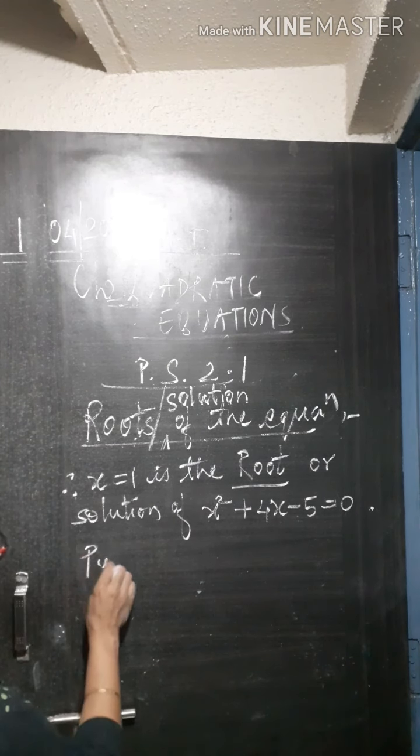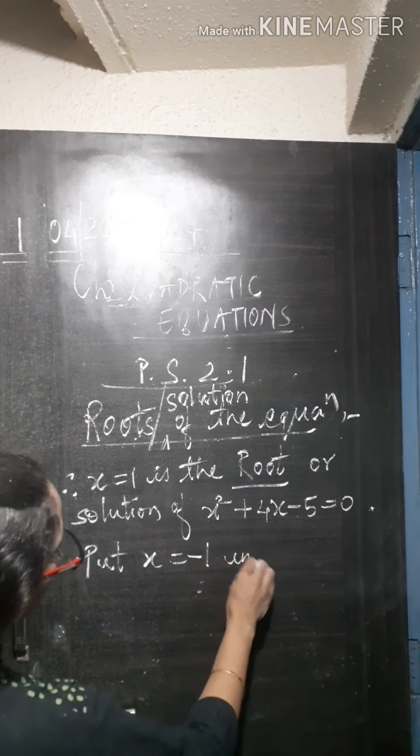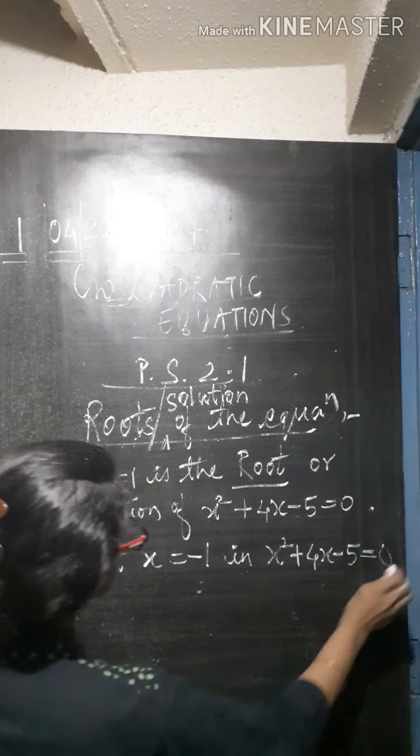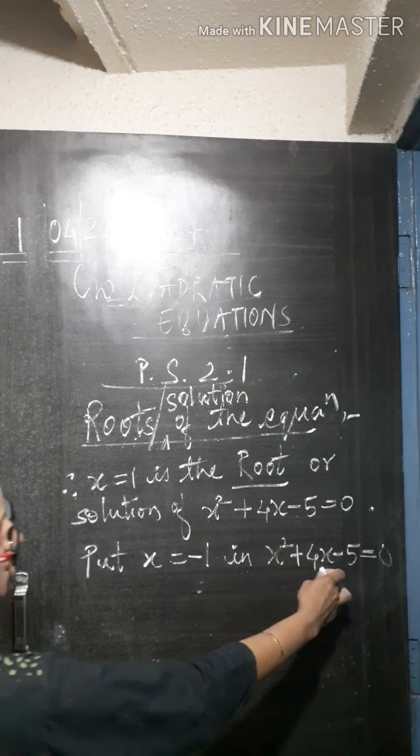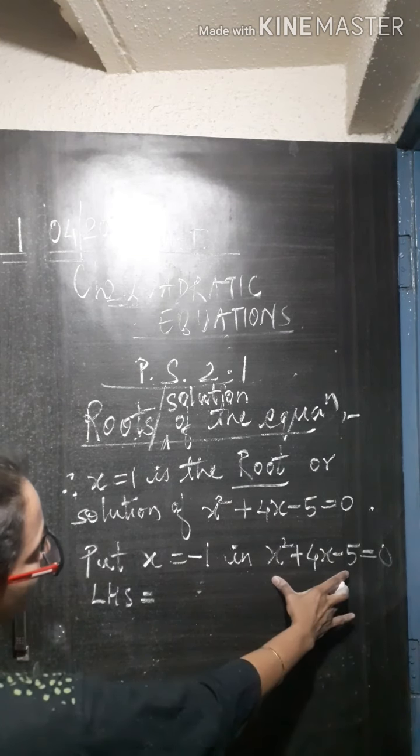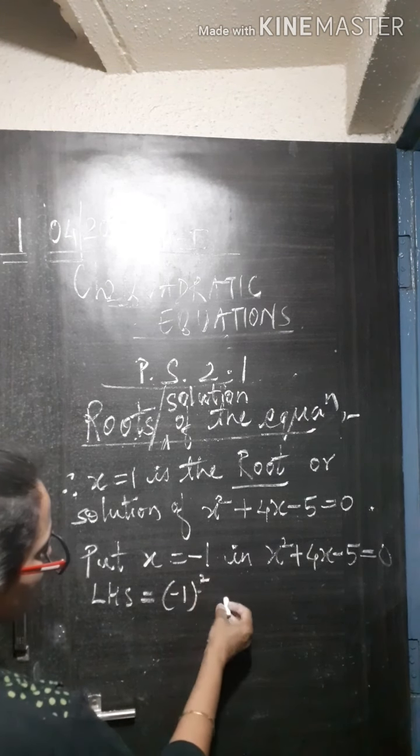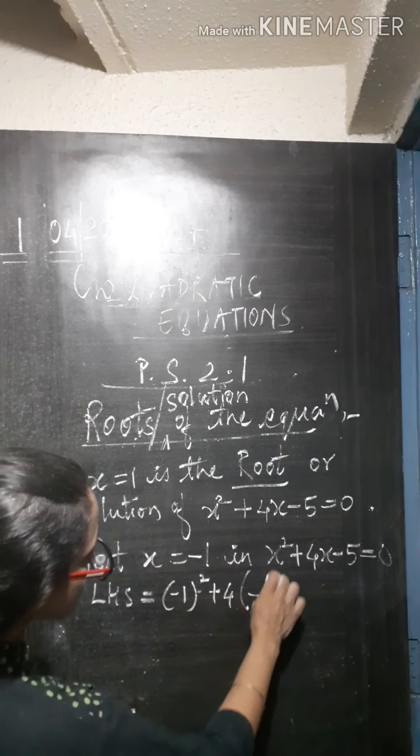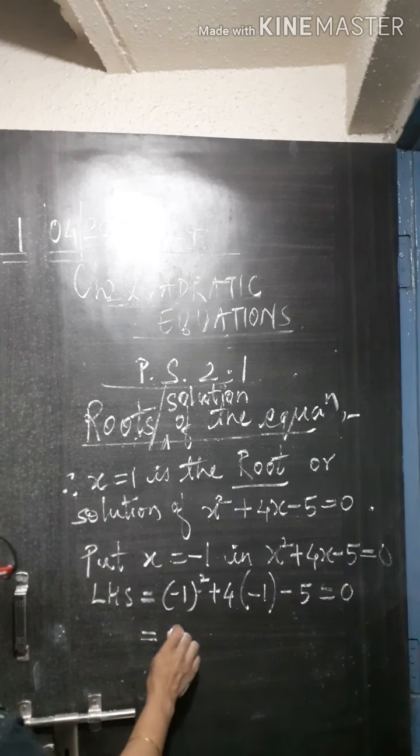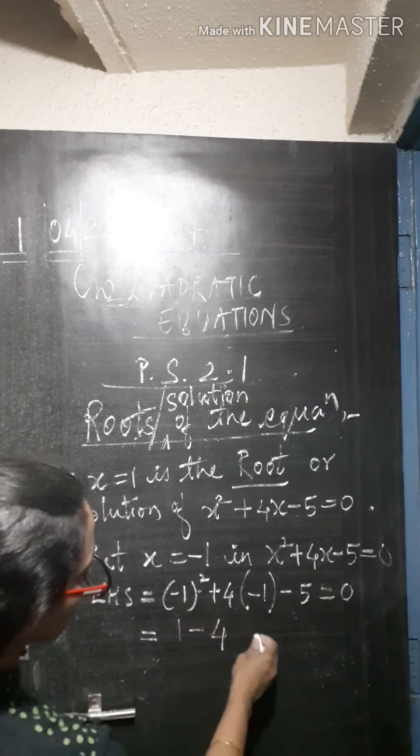Right, so now we put x equal to minus 1 in x square plus 4x minus 5 equal to 0. So when we put x equal to minus 1 in this equation, in the left hand side we have x square, so x is minus 1. So minus 1 square plus 4 bracket minus 1 minus 5. Open the bracket. It becomes 1, 4 ones are 4, plus into minus minus 4, minus 5.